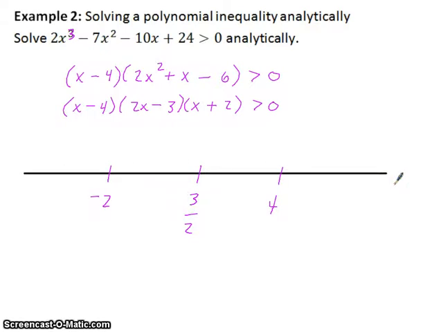Or you could just rely on the leading term and see what the leading coefficient and the degree tell you. The positive 2 tells us as x increases, our y value increases. So as x increases, our y value increases, right? We also know that because it's a degree 3, we have that split ending behavior.